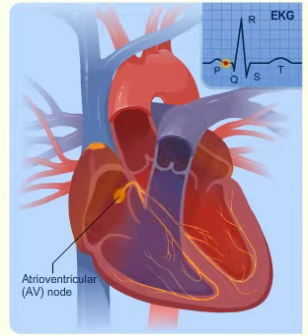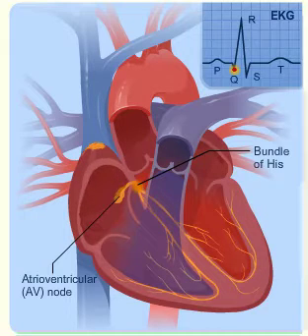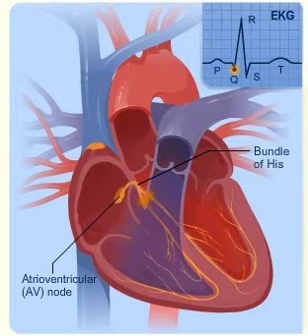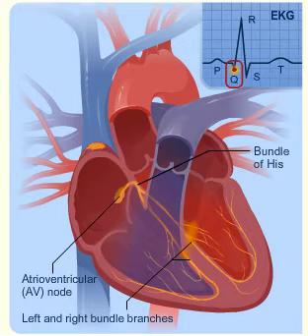The signal is released and moves next to the bundle of His located in your heart's ventricles. From the bundle of His, the signal fibers divide into left and right bundle branches which run through your heart's septum. On the EKG, this is represented by the Q wave.